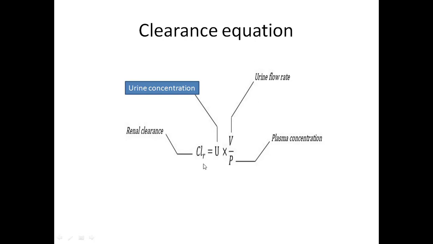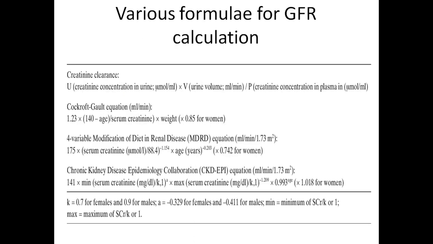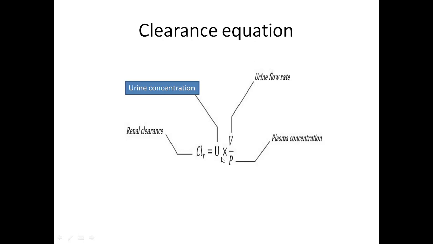The general equation for the measurement of clearance is UV by P. U means concentration of the substance in the urine, V means volume of the urine per 24 hours, and P means concentration of the substance in plasma or blood. To measure the substance there is some conversion in a 24-hour urine: first, collection of the 24-hour urine. So it is a lengthy procedure. Every time it is not possible for each and every patient, for the OPD patient.